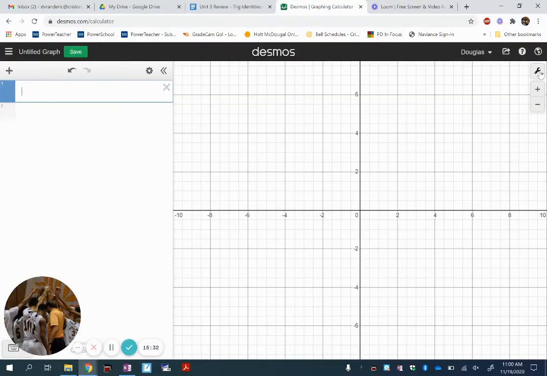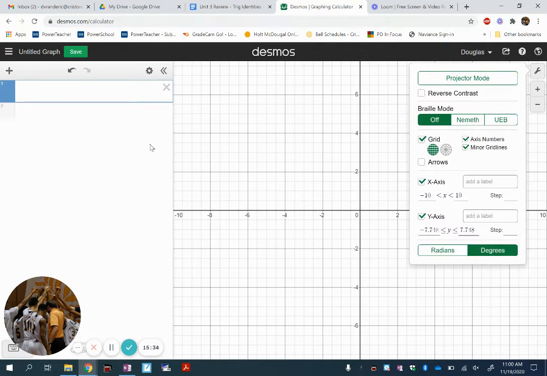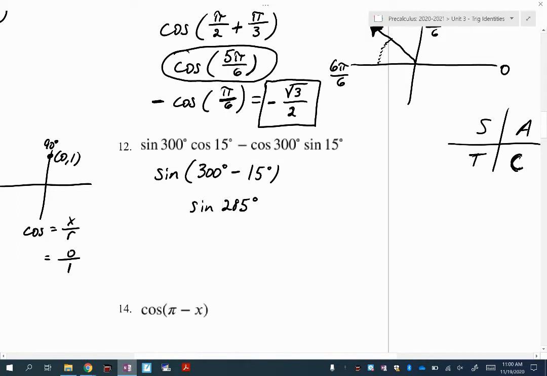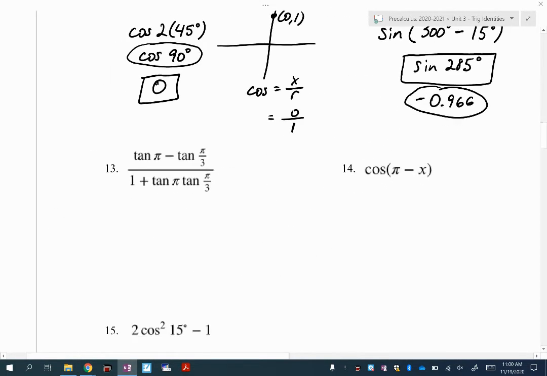Make sure you're in degrees. So the sine of 285 degrees is negative 0.966. So again, there's the answer, or you can leave it like that. Okay, let's go to 13.